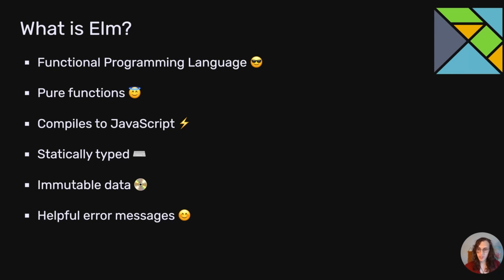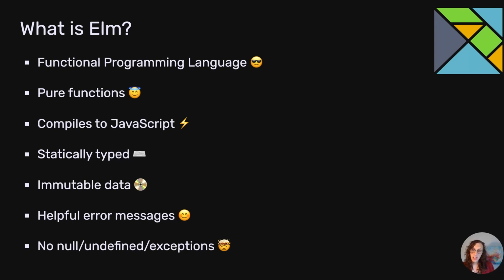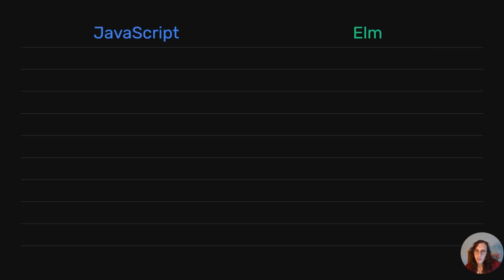that's indecipherable. Also, Elm does not have a concept of null or undefined. There are no runtime exceptions. These are not things that you need to worry about when you're writing an Elm application. So let's compare the JavaScript and Elm ecosystems real quick.